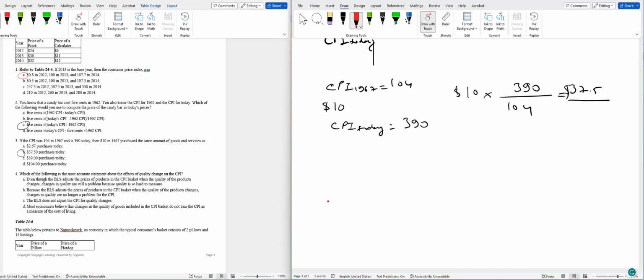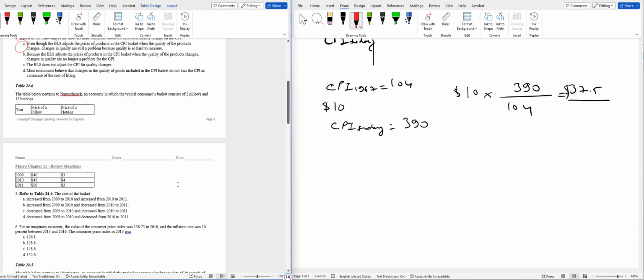Question 4. Which of the following is the most accurate statement about the effects of quality change on CPI? So if you read your textbook, you will find out that BLS adjusts the prices for a quality change in the products in the CPI basket. But qualities are still a problem because quality is so hard to measure. Therefore, the right answer is the first one.